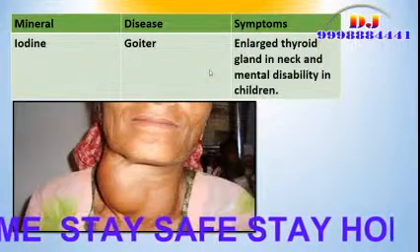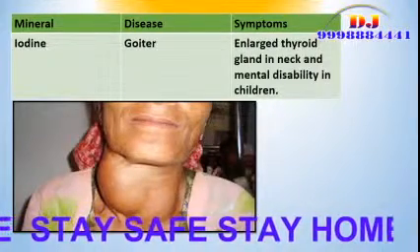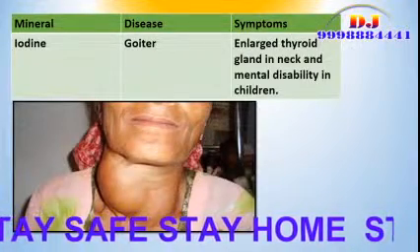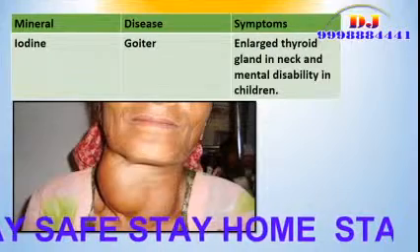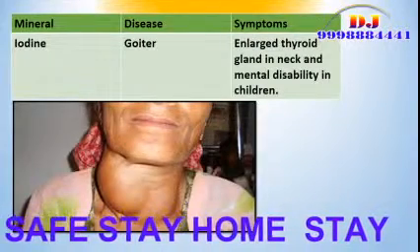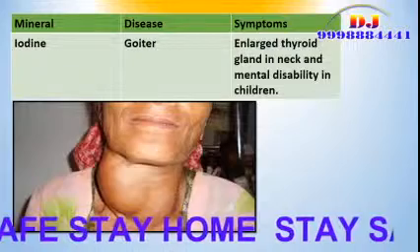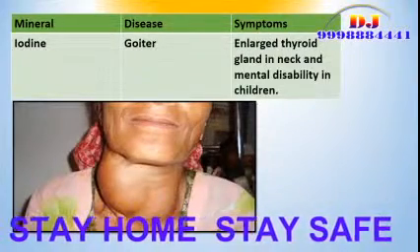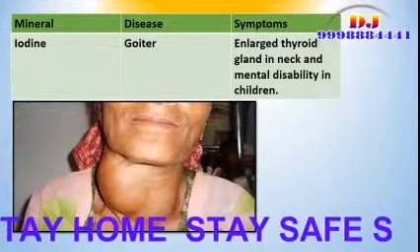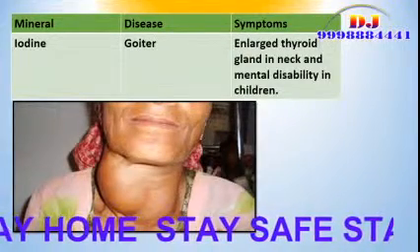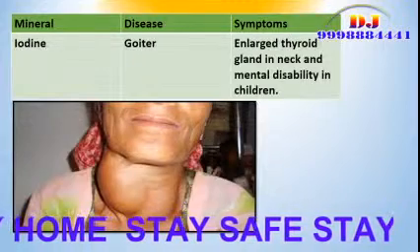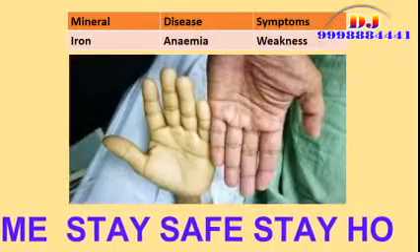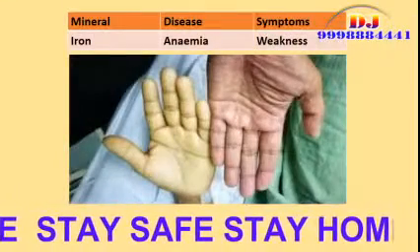Now we have seen about the vitamins. Now let's move towards the minerals. We have studied about the minerals. If minerals are less in our body, something happens to us too, right? Suppose mineral iodine. Suppose there is a deficiency of iodine in our body. Which disease may occur? Goiter. You can see in the picture, goiter. What are the symptoms of goiter? Enlarged thyroid gland in the neck, and mental disability in the children. There may sometimes be mental disability in the children. That was about the iodine.